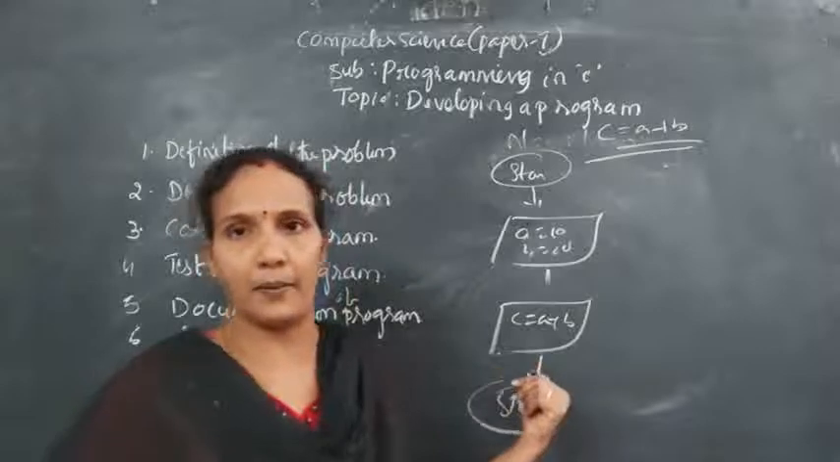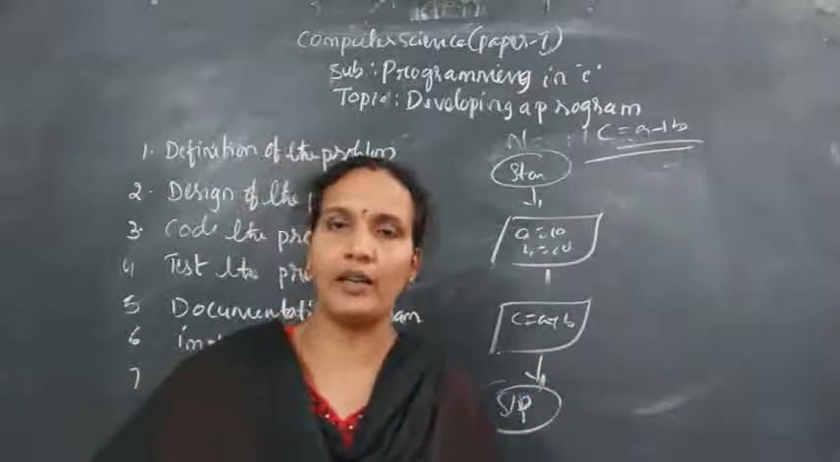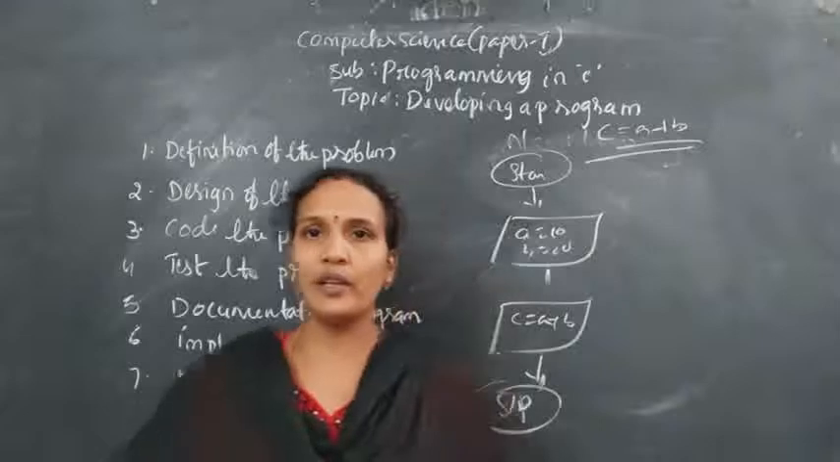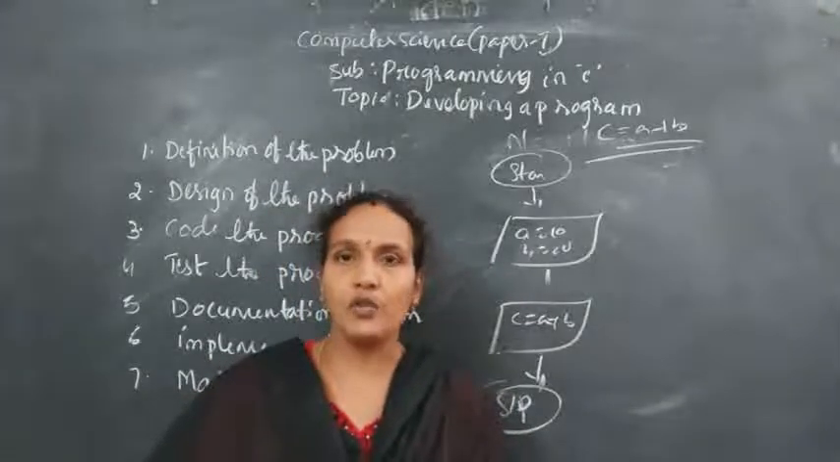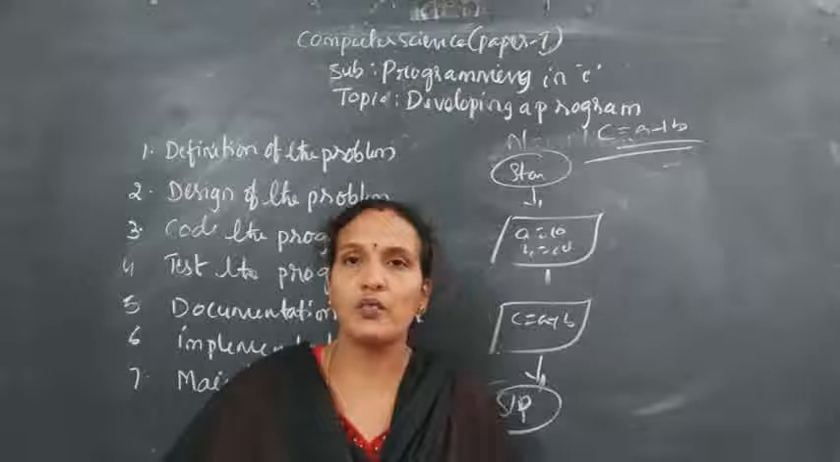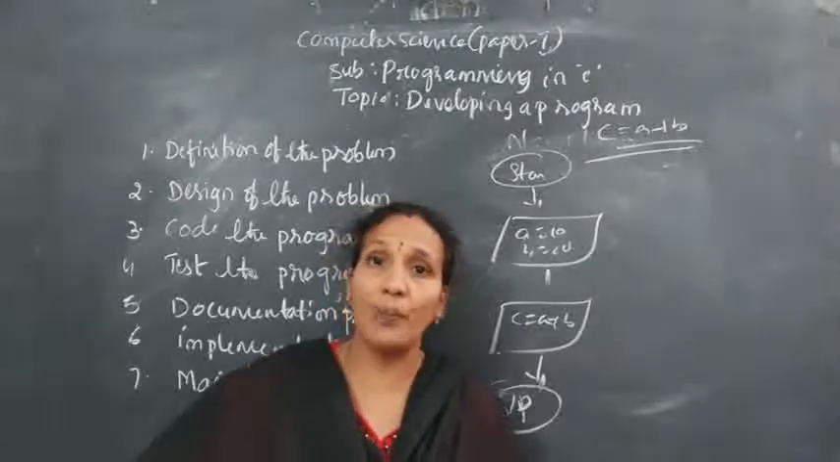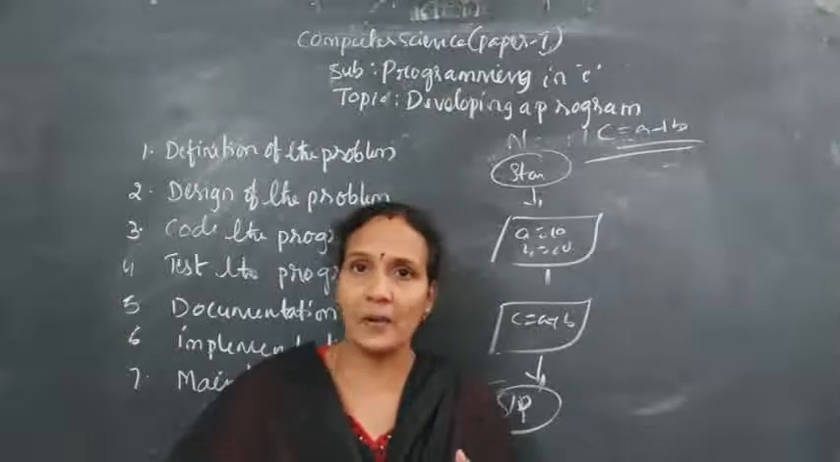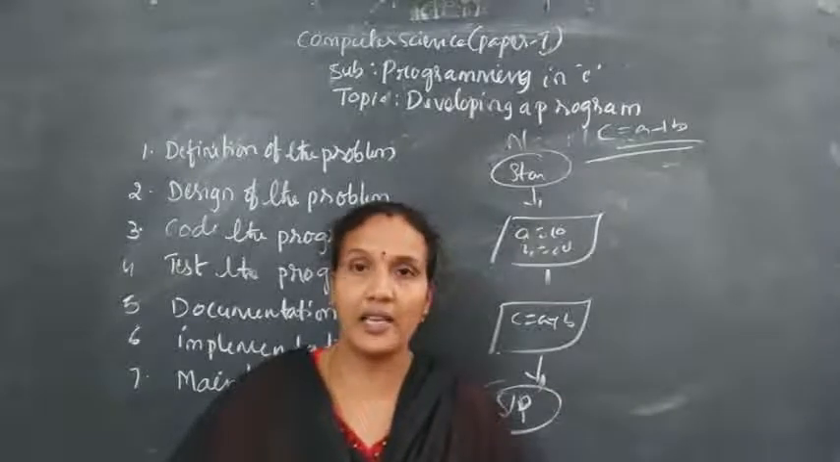That is the second step. Imagine we are constructing a building, except this is a program. Whatever you are doing is nothing but the building. So when you are constructing a building, first we gather the information, how many rooms you want, and so on. Based on that, in the second step, we design the plan. That plan comes under the second step, design of the problem.